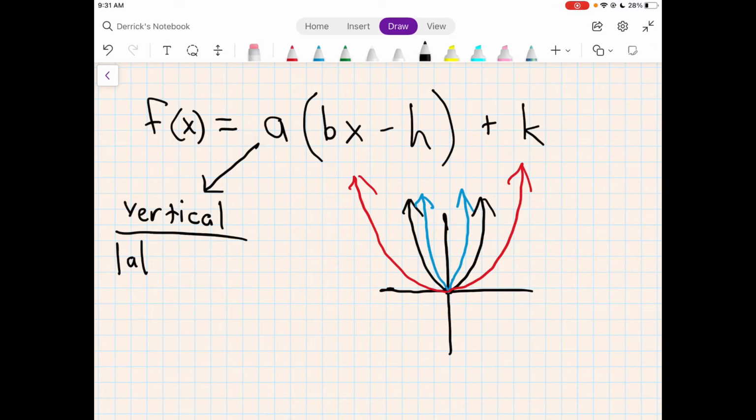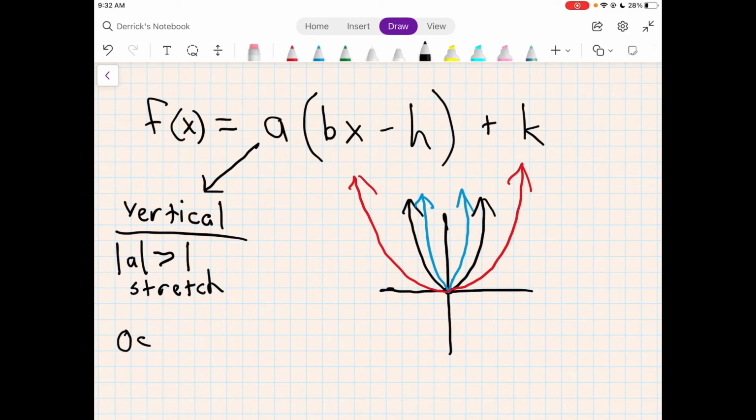If we have a negative A or a negative B, that's a separate transformation. We'll talk about that later on in these notes. But you cannot have a negative stretch or compression. So if the absolute value of A is greater than 1, then you have yourself a vertical stretch. So meaning the blue line, for an example.